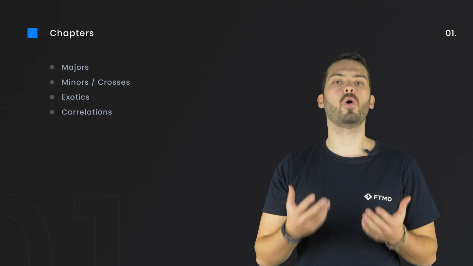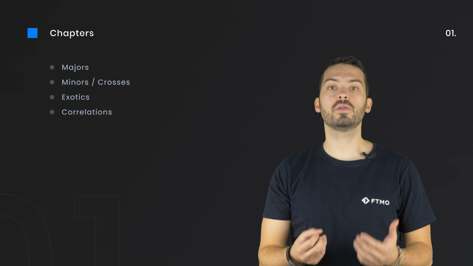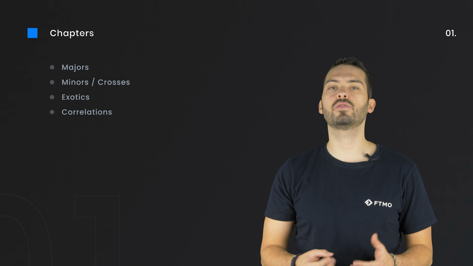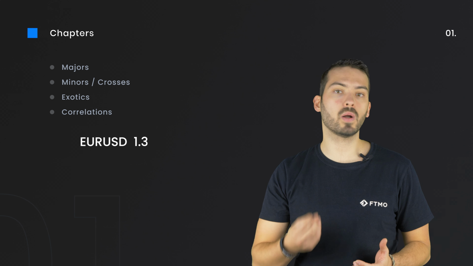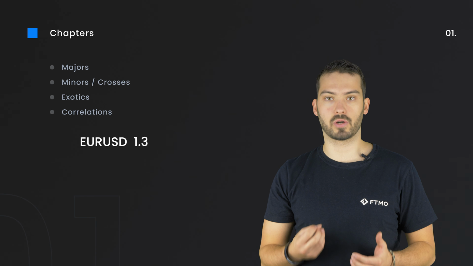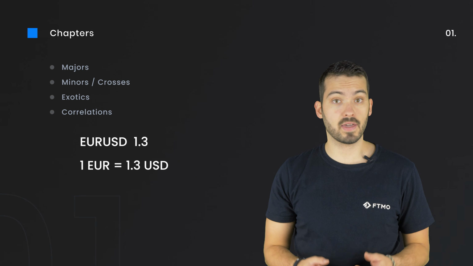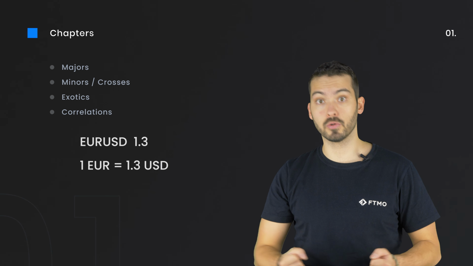If we open the broker window with all available instruments, you will see the names of currency pairs and prices. As an example, when you see Euro-USD trading at 1.3, it means that you will need 1.3 units of the quote currency to buy 1 unit of the base currency. To simplify things, you need 1.3 US dollars to buy 1 euro.